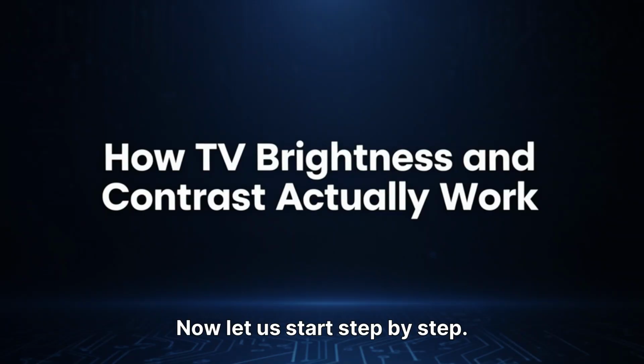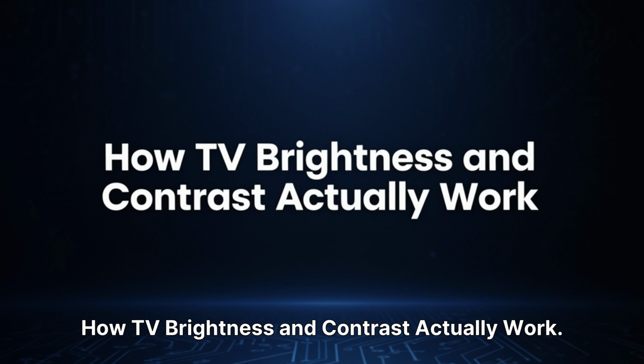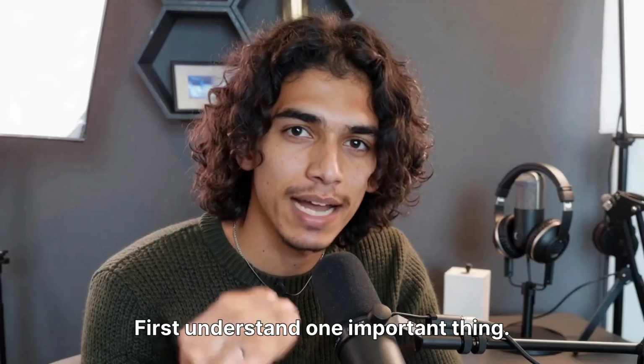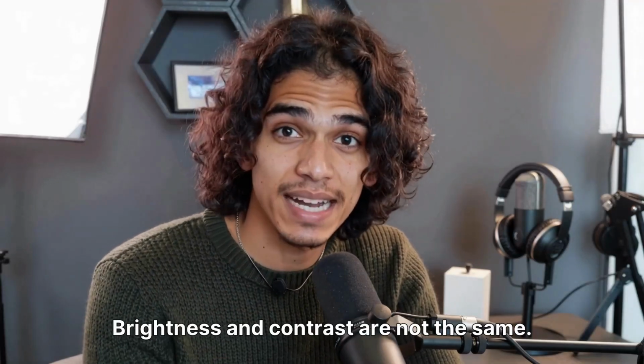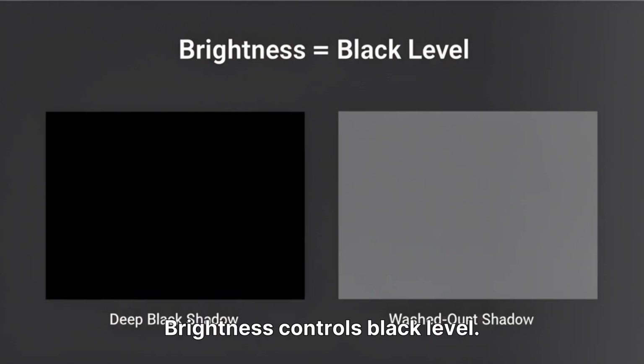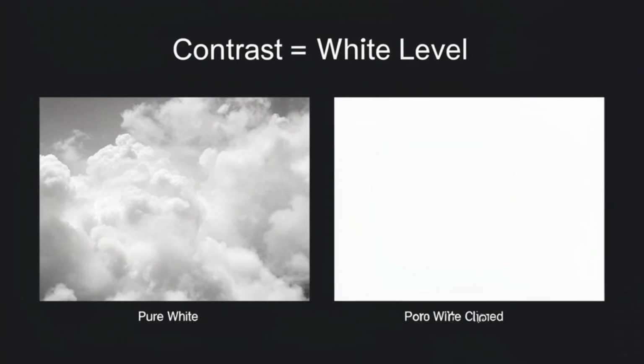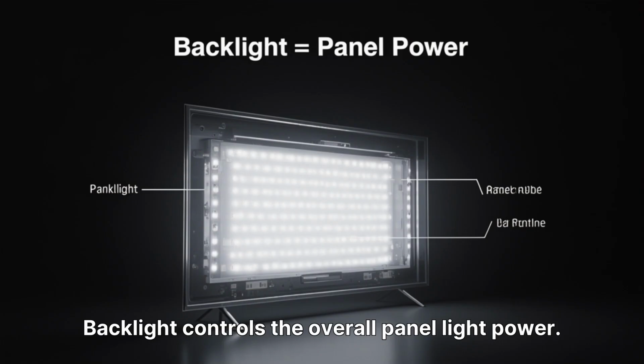Now let us start step by step, how TV brightness and contrast actually work. First, understand one important thing. Brightness and contrast are not the same. Brightness controls black level. That means how dark the dark parts appear. Contrast controls white level. That means how bright the bright parts appear. Backlight controls the overall panel light power.